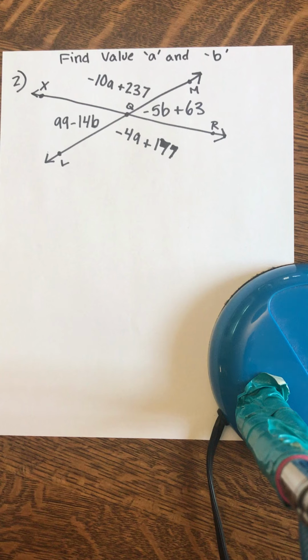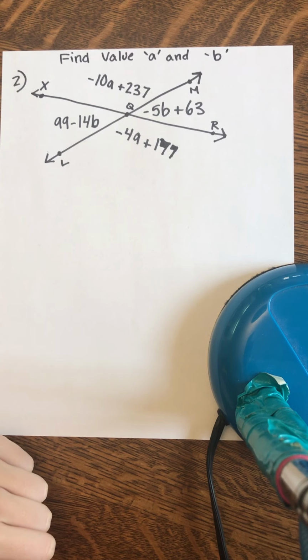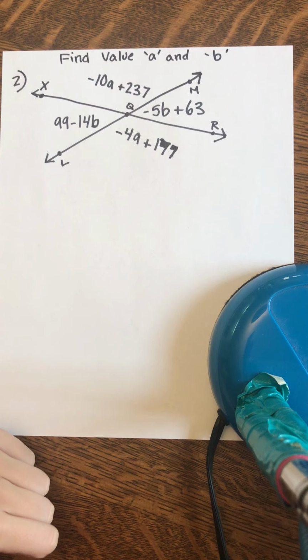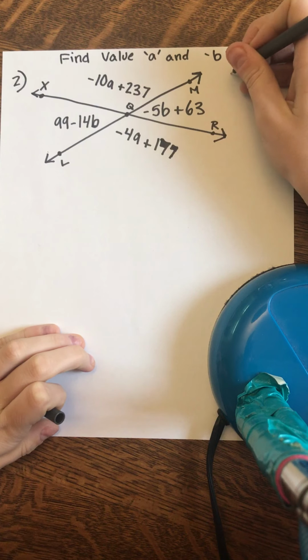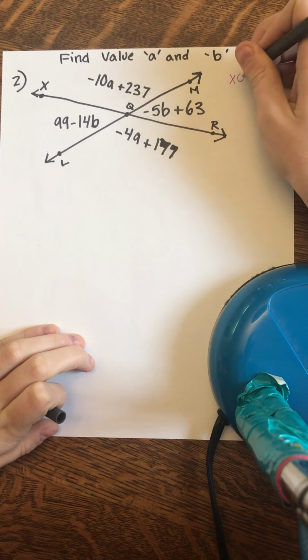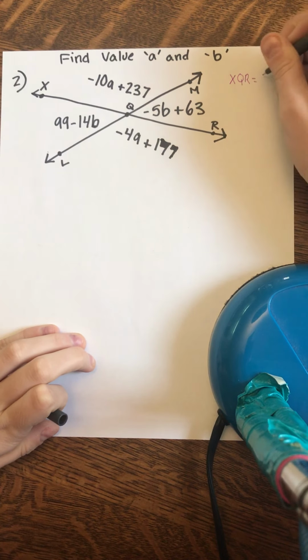Okay, so let's get started. I'm solving for A and B, and I know that angle XQR is 180 degrees. Something important about XQR is that it's equal to 180 degrees. I'm going to write that down. Equals 180 degrees.